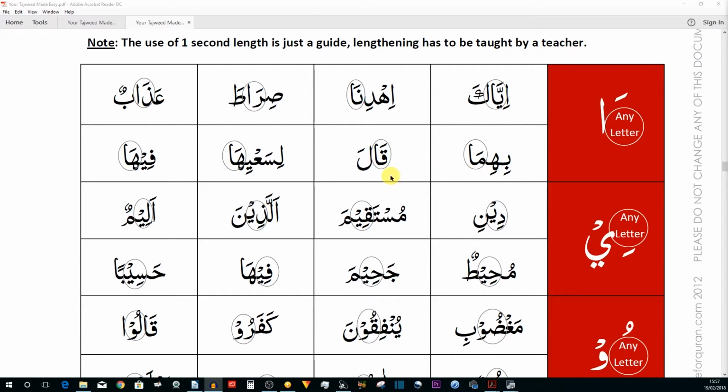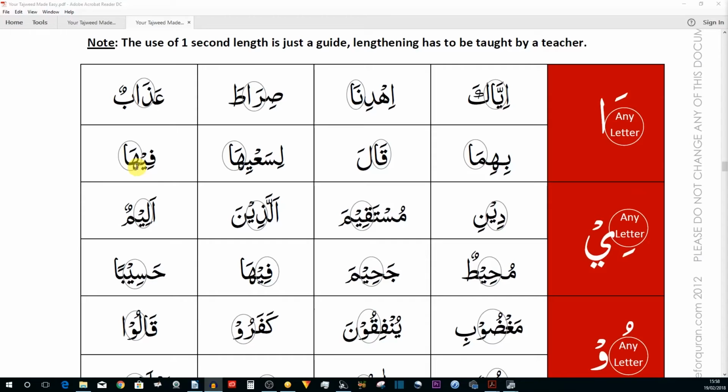Qala, not qala. Wrong. Qala, the long vowel on the qaf. Next, lisa'yiha. Next, fiha. Now notice here we've got 2 long vowels in the same word. We've got a kasra with a ya sukun, and then we've got fatha with an alif. So you have to make both the long vowels the same length. Don't make one 2 beats and the other one like 3 or 4 or 5 beats.